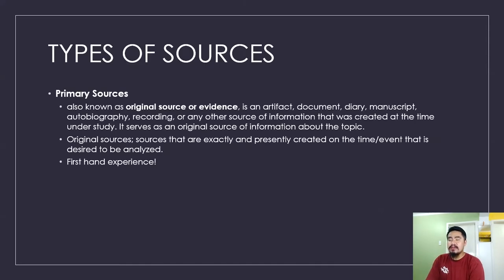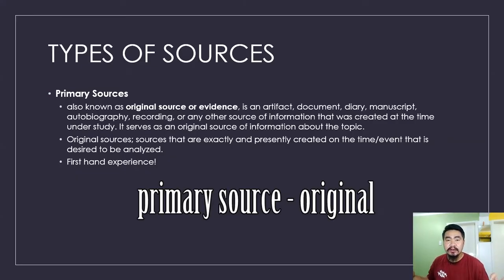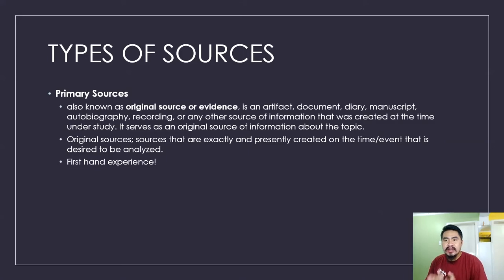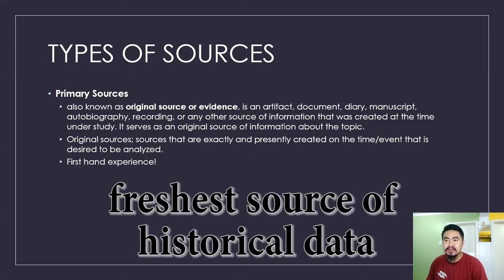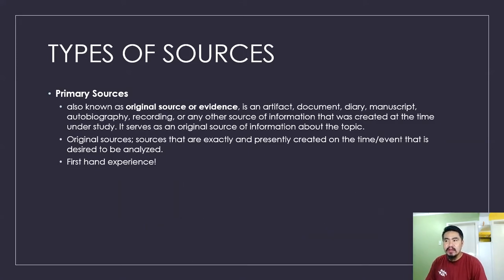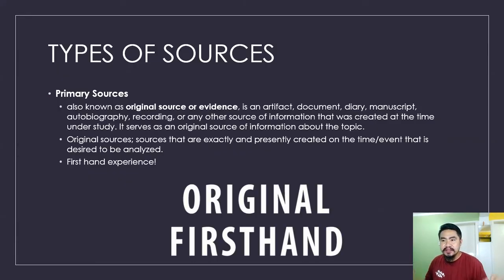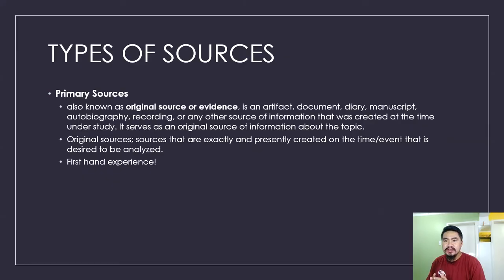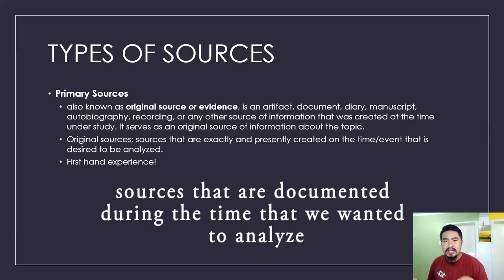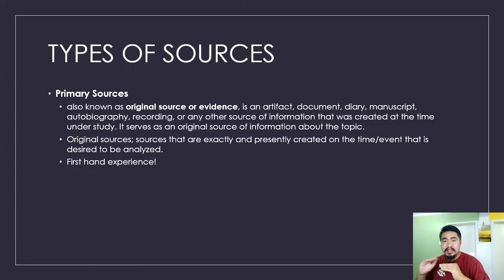So, to define primary source is also known to be original source or evidence. So, fresh siya. Ito yung hinahanap ng mga historian. Ito yung pinaka-fresh. When we talk about primary source, please take note of the term original and first-hand. So basically, these are sources na that we wanted. So basically, ito yung mga source na document doon sa time na gusto nating i-analyze. We will further understand primary source and secondary source mamaya sa mga example ko, no?